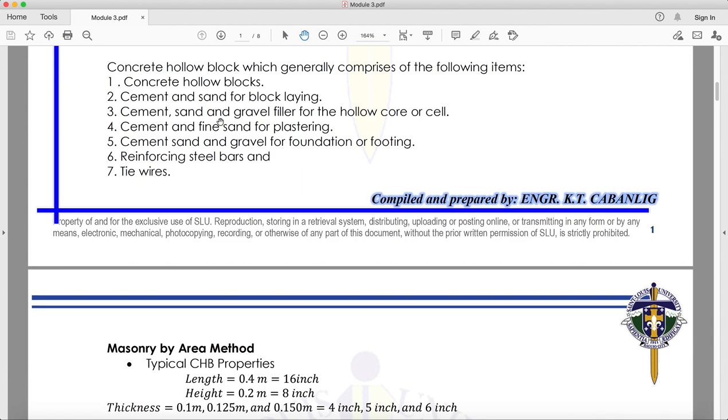And yung materials mo, imagine, up to 33% yung component ng gravel sa fine sand. Okay? So, around 66% lang ng river sand yung fine sand. So, if you are going to compare, halos magkaparehas lang din yung kanilang magiging costing. Okay? Next is cement, sand, and gravel for foundation or footing.